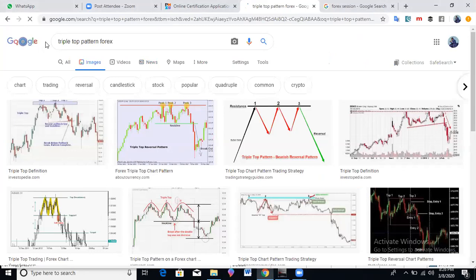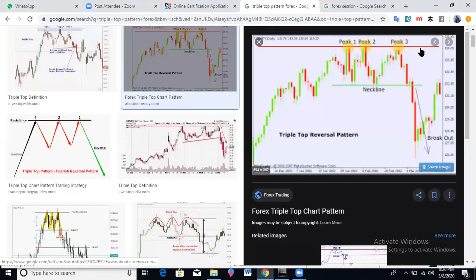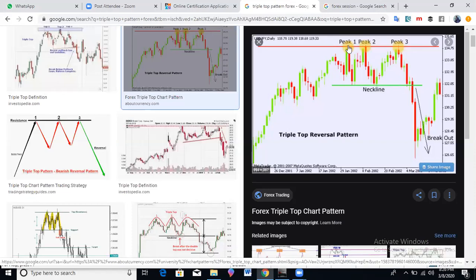The only difference is that one is 2, the other is 3. So if you have more than 3, maybe 4 tops, 5 tops, even 10 tops, just mark where the neckline is and where the peak is. So you can see 1, 2, 3, and then you did 3 peaks before falling. That's what it means. So this is the neckline, and then you need to pay attention.